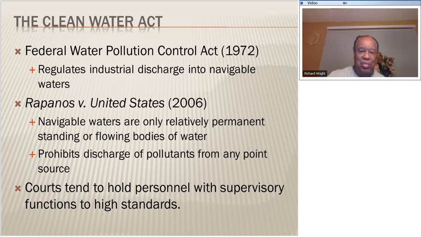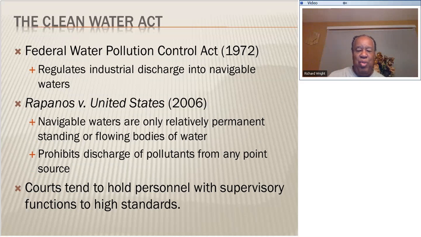The Water Act, we've talked about that a little bit, but this is a statute, again, operated under Article 1, Section 8, that regulates industrial discharge in navigable waters. Navigable waters are only relatively impermanent standing water or flowing bodies of water. It prohibits discharge of pollutants from any source in those. That's what this case was litigated about.